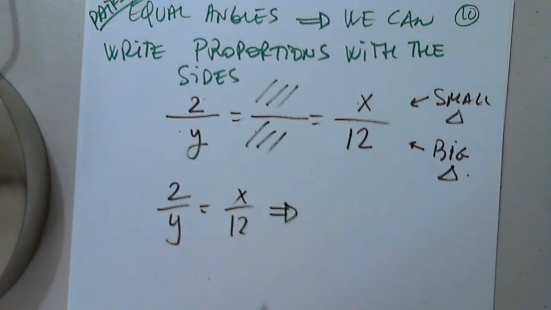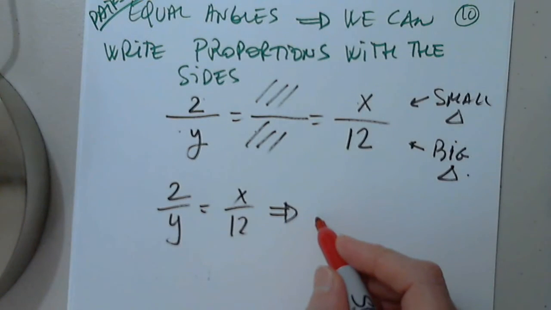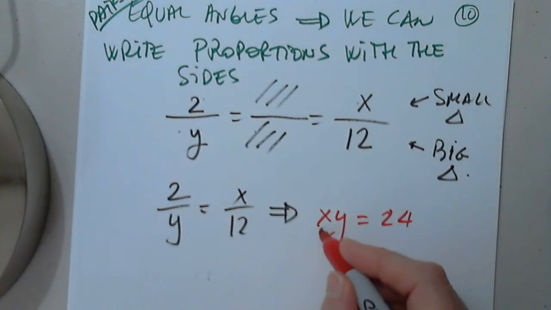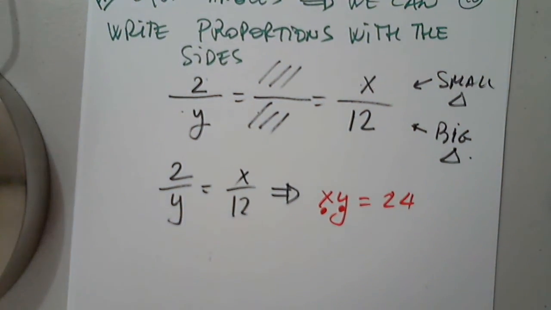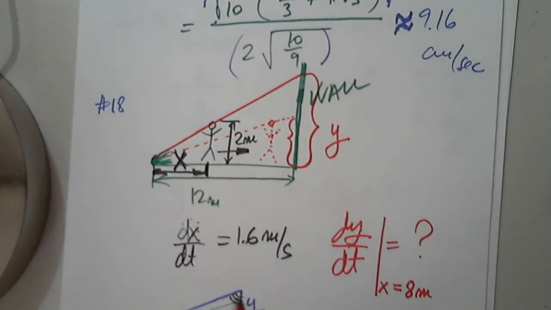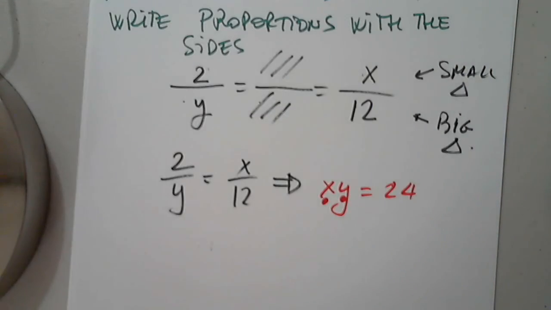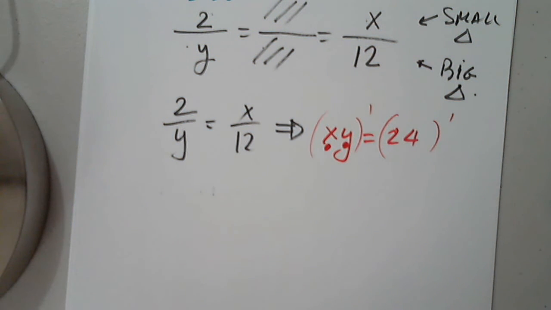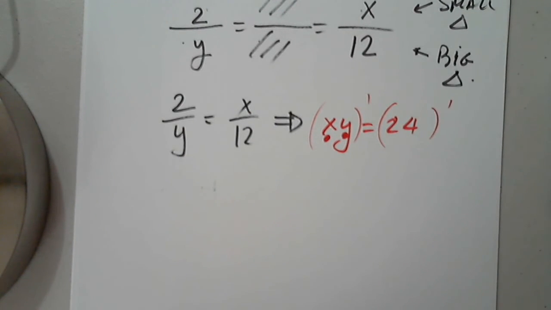Can anyone cross multiply and tell us what we have next? X times y equals 24. Excellent. Perfect. What did we say about x and what did we say about y? Functions of time. Both functions of time. Excellent. Be careful and tell me which rule we apply here. Product rule. Excellent.